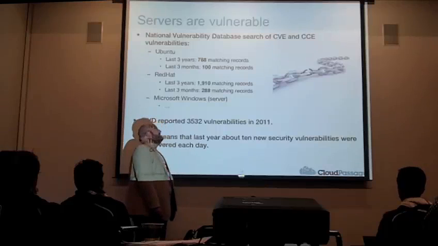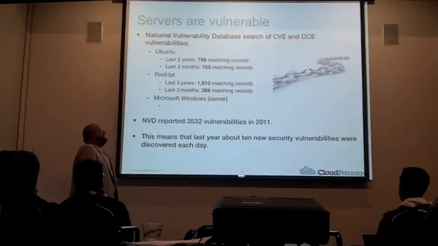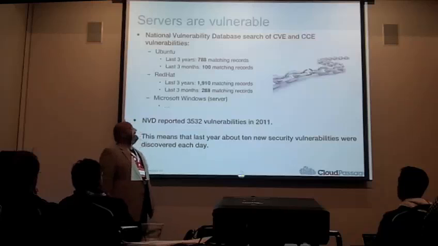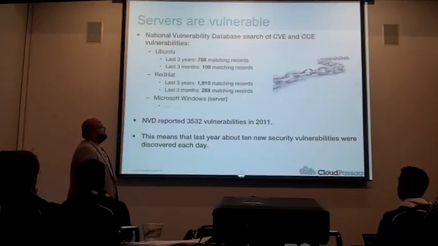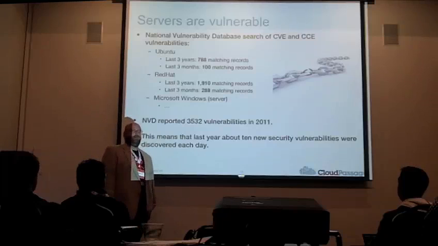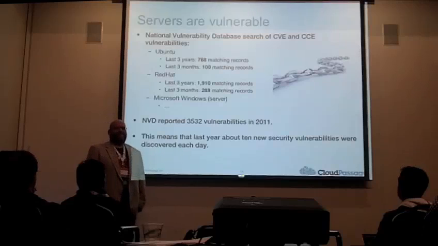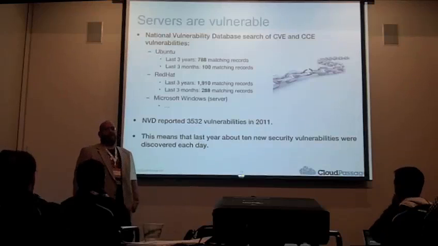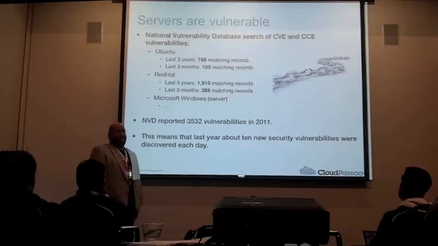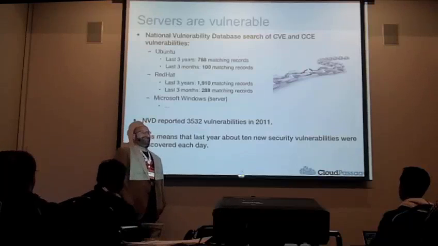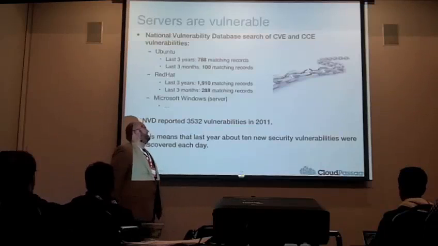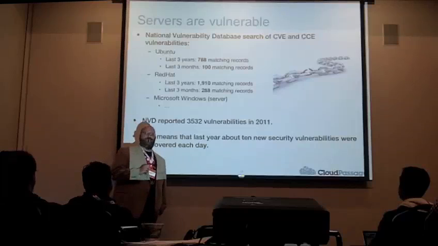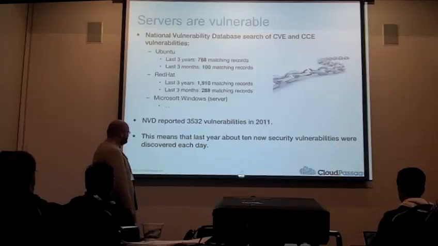Our applications are flawed. So I went to the National Vulnerability Database, just because of the audience. I did a search for Ubuntu. Last 3 years, 788 matching records, 4 vulnerabilities reported. Last 3 months, 100. That's a lot just for Ubuntu over the last 3 months. Red Hat, last 3 years, 1,910. Last 3 months, 288. Also kind of a lot. I tried to do Windows and it broke the National Vulnerability Database. It sat there for about a half hour and then I couldn't access the search feature anymore. So that should tell you something just about how many vulnerabilities could potentially get returned back.